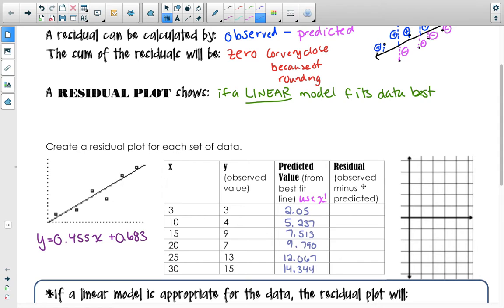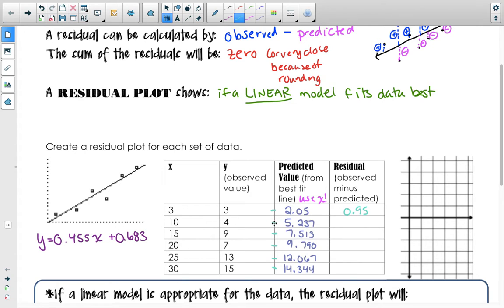The residual is the values that are left over, the space in between from the actual data point to the regression equation. So in order to find this, we take the observed value and we subtract the predicted value. We're going to subtract all these numbers. So 3 minus 2.05 is a positive 0.95.